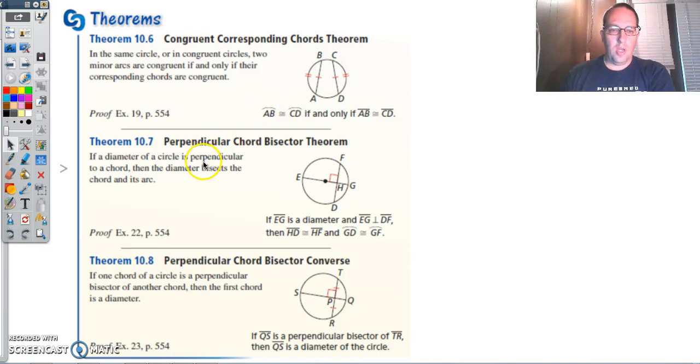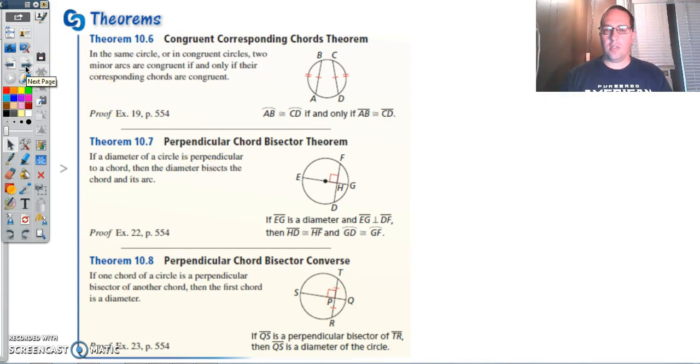Alright. The perpendicular chord bisector theorem. If the diameter of a circle is perpendicular to a chord, then the diameter will also bisect the chord. And it has to be perpendicular. If it's not perpendicular, then it's not going to bisect the chord. And it also has to be the diameter. This is just the converse. This says if a chord is a perpendicular bisector to another chord, then that first chord must be the diameter.